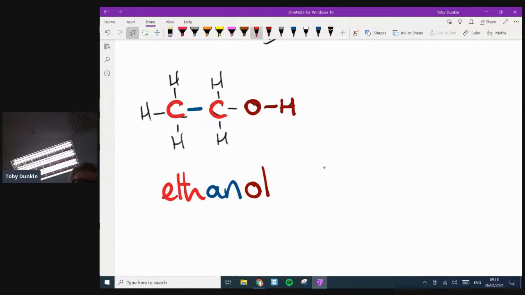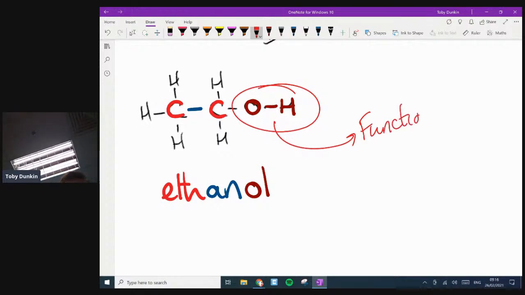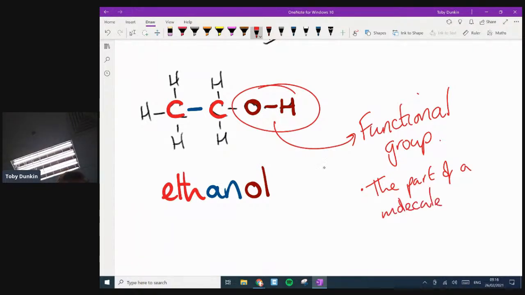But this is where we get to add in the extension to our first learning objective, which is this bit. So you can circle this and just label this as the functional group. And the functional group, I'll put underneath it, is the part of a molecule that provides chemical properties. There we go.